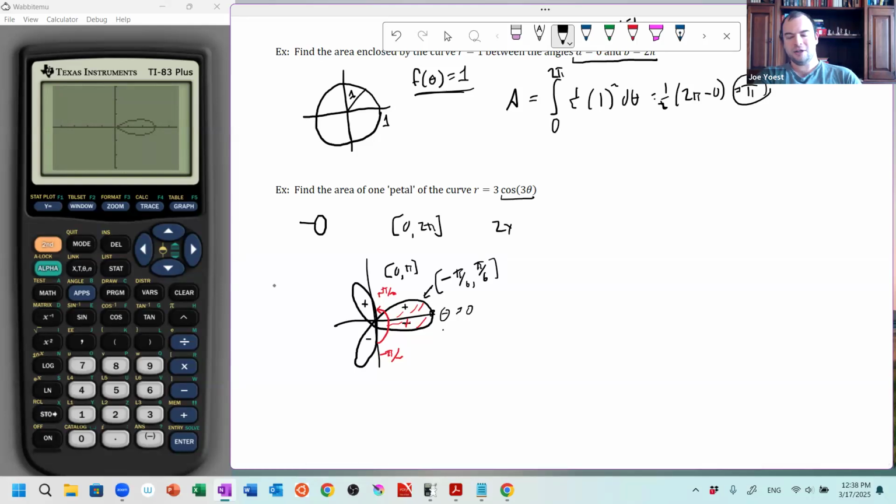Right, notice that negative pi over 2 to pi over 2 traces out 3 petals. It traces out the whole thing once. So then a third of that should trace out 1 petal. I'm looking at the interval negative pi over 6 to pi over 6, and I verified with the calculator that that does indeed just trace out this 1 petal.